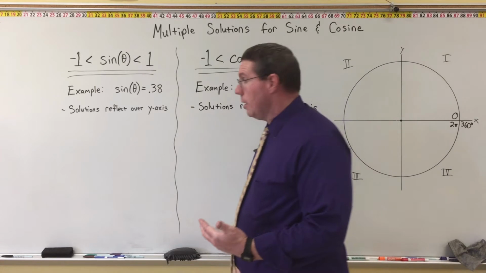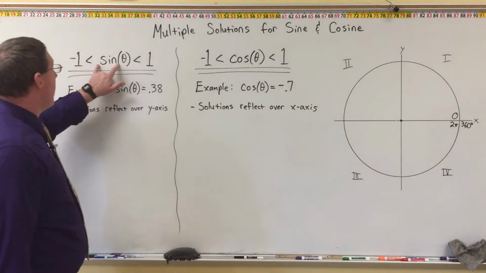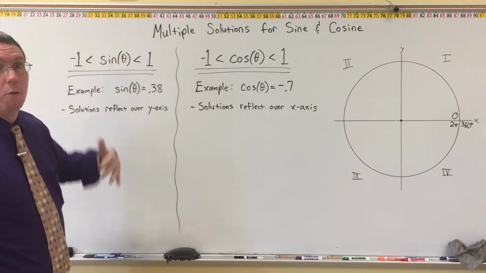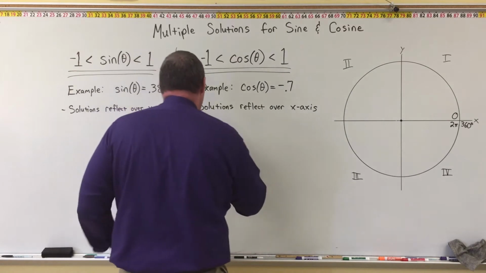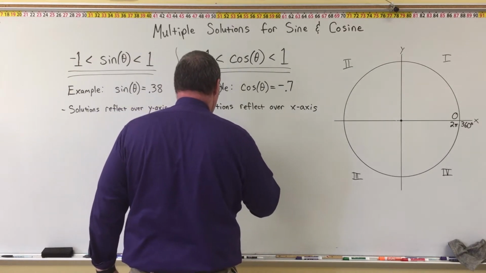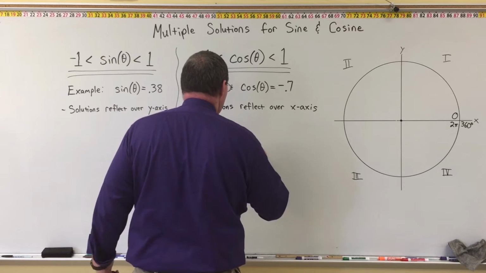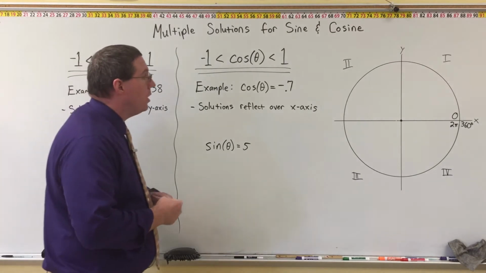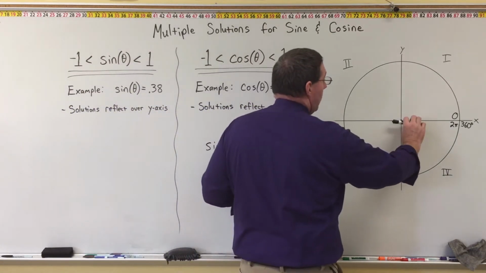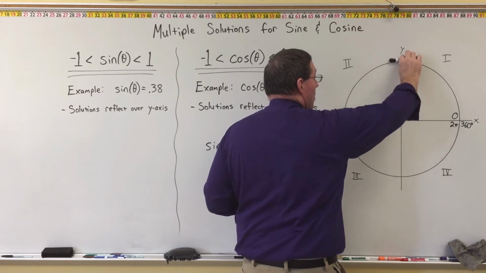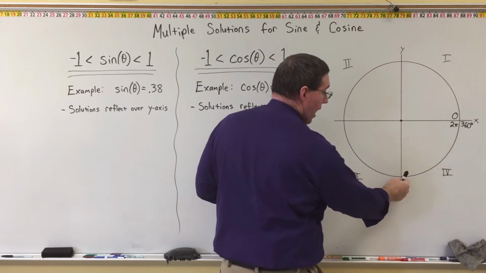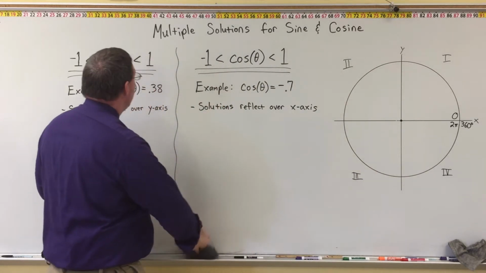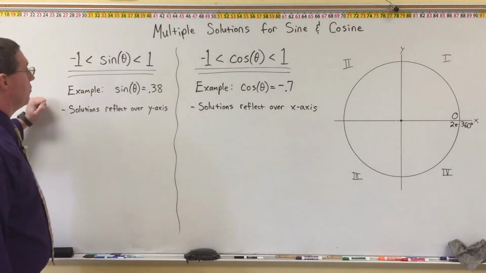Okay, so let's just remember something. The value of sine of theta will always fall between -1 and 1. If you saw something that said sine of theta is equal to 5, this cannot be true, because the values of sine are y values, and the highest value of sine is 1, and the lowest value is -1, right? So sine can never equal anything larger than 1 or smaller than -1.